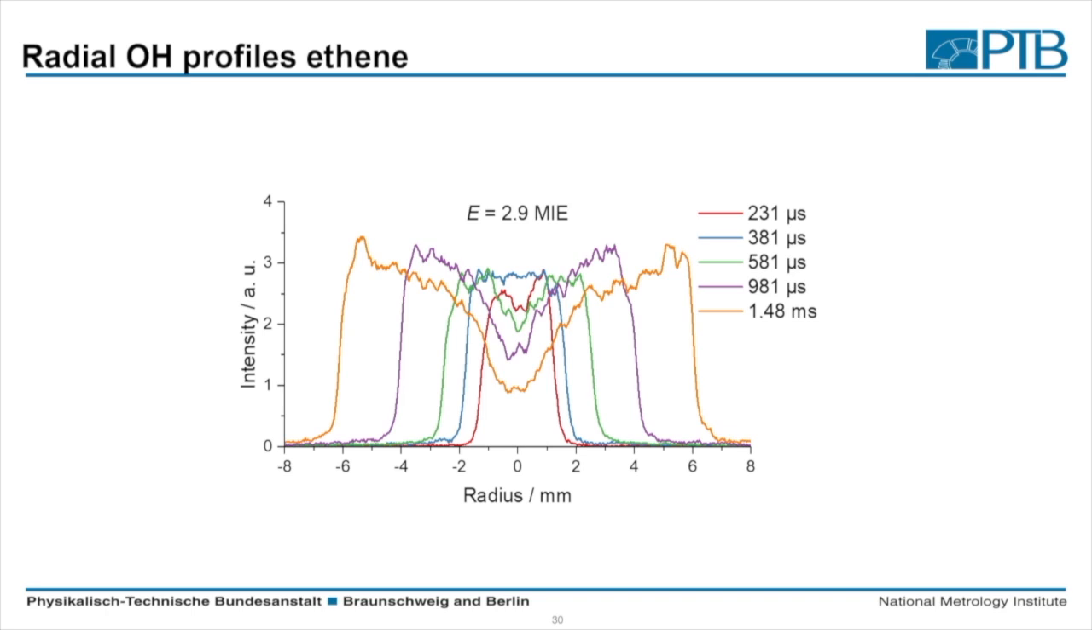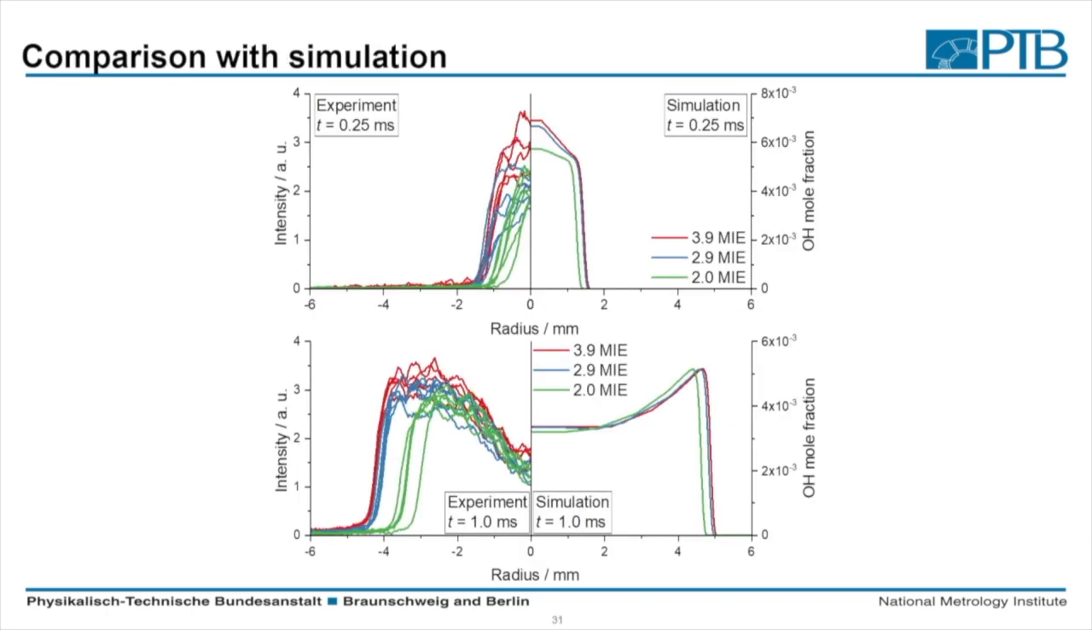And then we can extract these radial profiles at different time steps for different energies, of course. So we see that at a given time, here we have the hot kernel with the OH, and then of course the flame propagates to the left and to the right. So this we can then compare with numerical simulations.